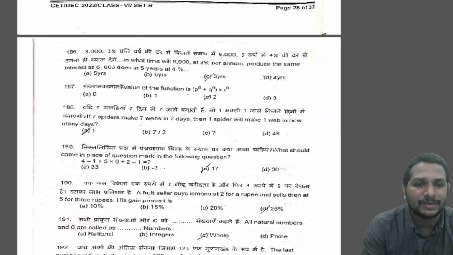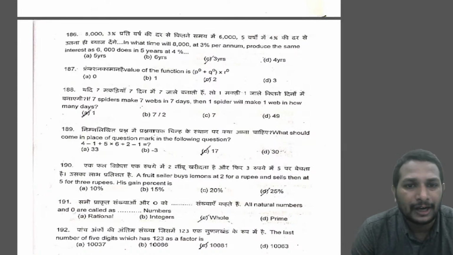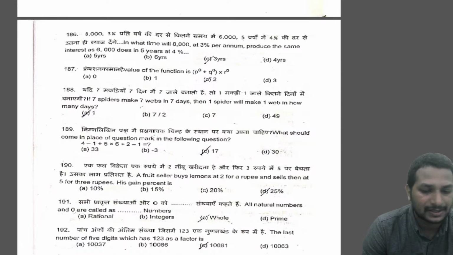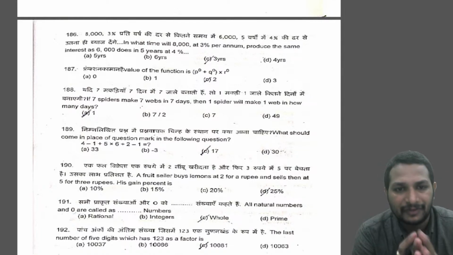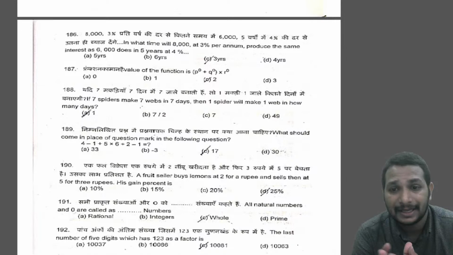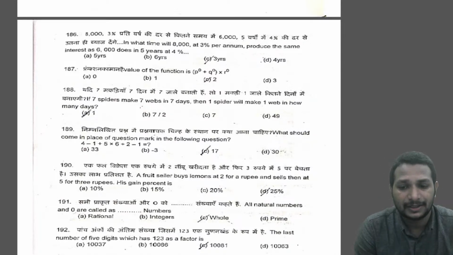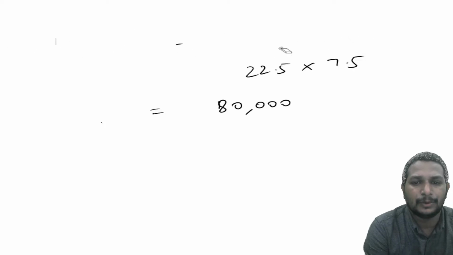Now coming to the next question. Question number 186. In what time will 8,000 at 3% per annum produce the same interest as 6,000 does in 5 years? For this, they gave two cases. In one they're asking the time, and in the other case they gave the time. But in both the cases, they produce the same interest, right? So, let's see.